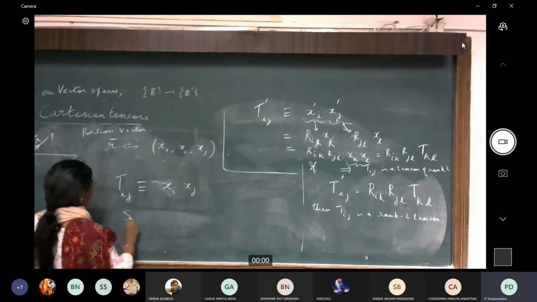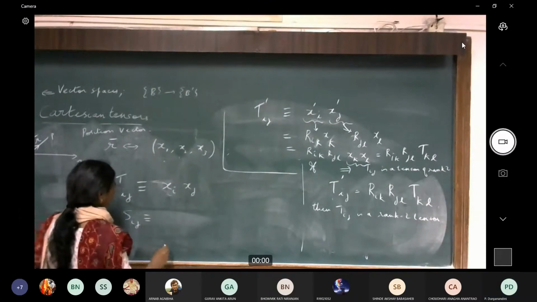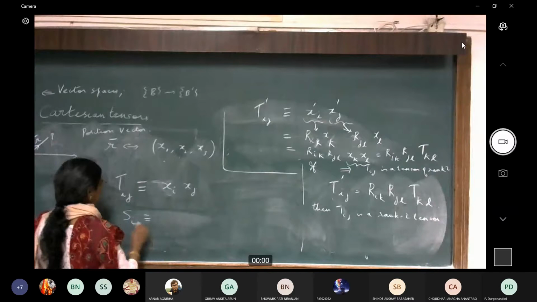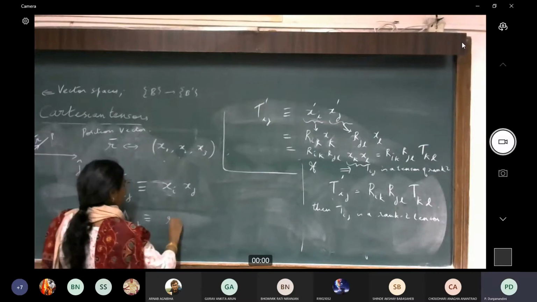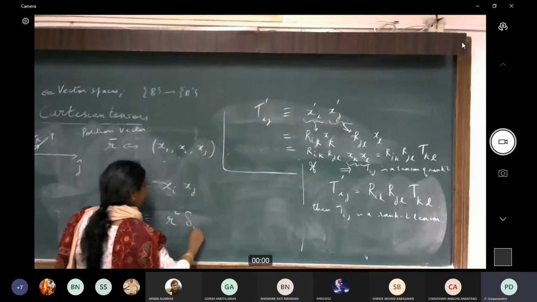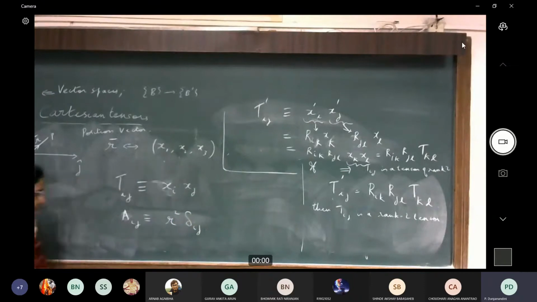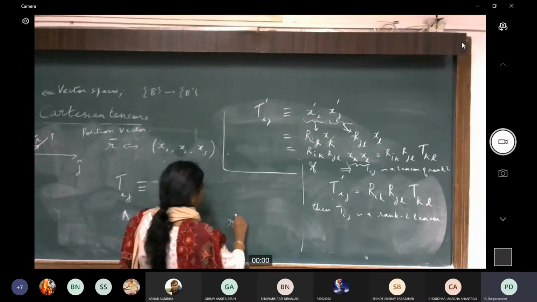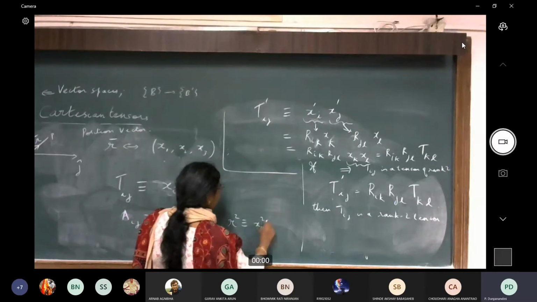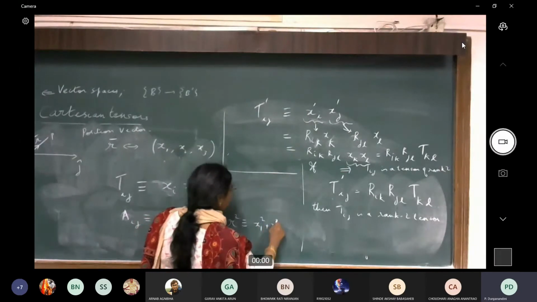Suppose I give you this. How does this transform? Or firstly, what kind of an object is this? Aij equal to r square delta ij, where delta ij is our isotropic tensor and r square is by definition x1 square plus x2 square plus x3 square.